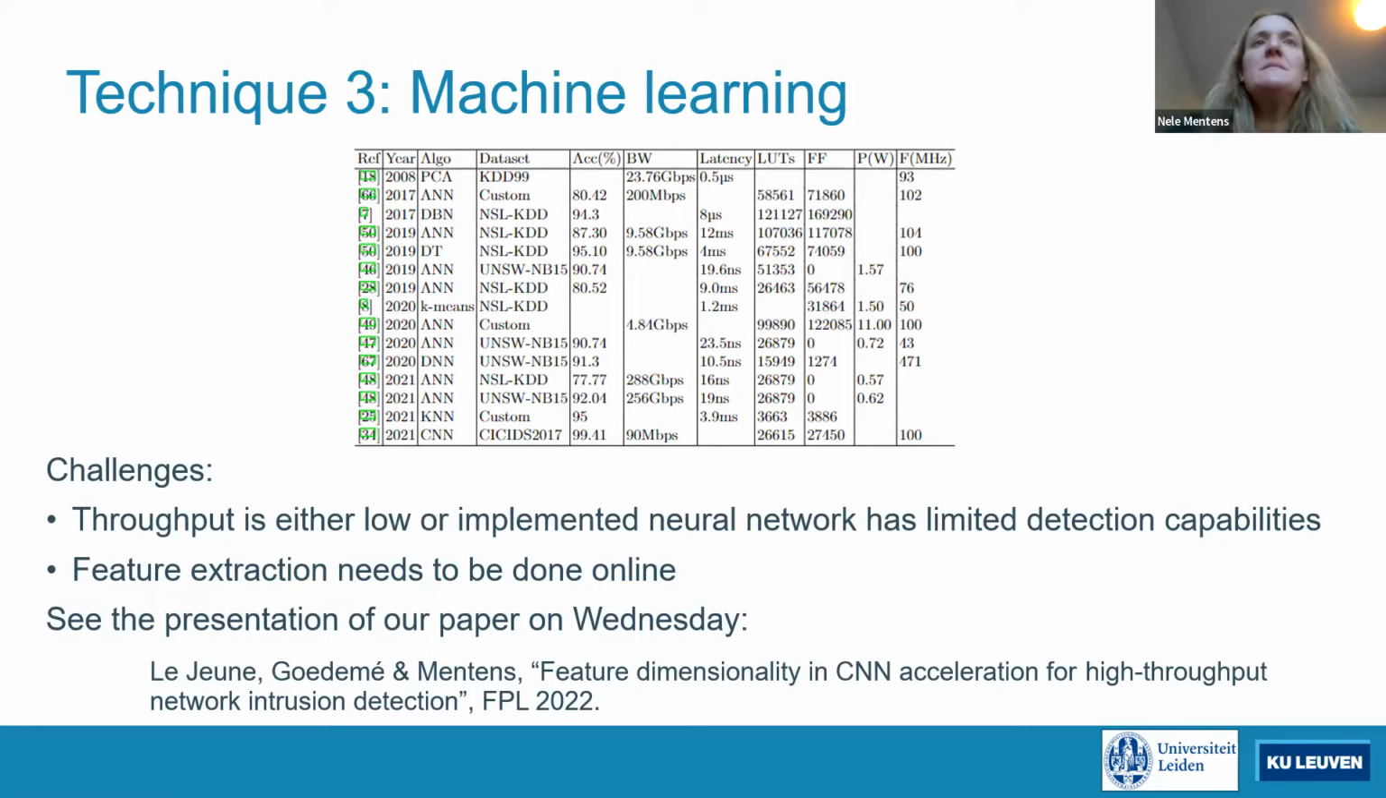When we look at results of the last years, the challenge is that the throughput is either low, or for some of these results we can get to a higher throughput, but these networks are then so simple that their detection capabilities are quite low. Or we can have higher detection capabilities, but then again the throughput is lower. So this is kind of a trade-off.